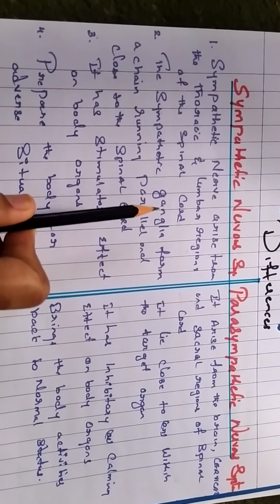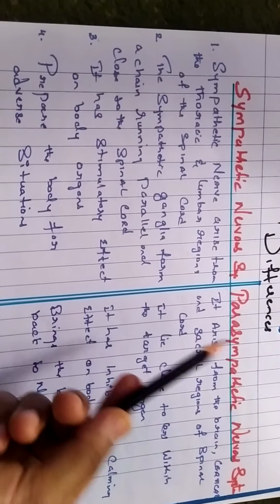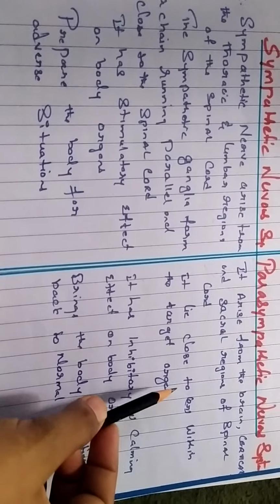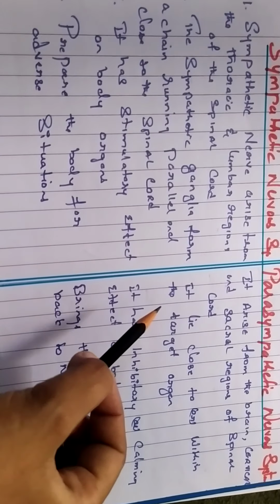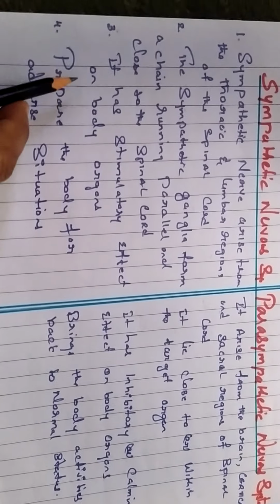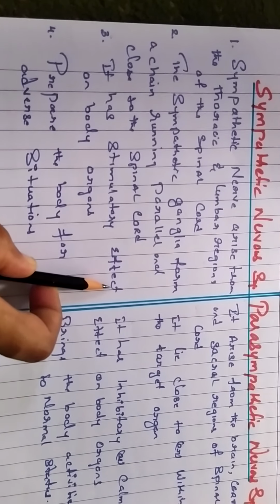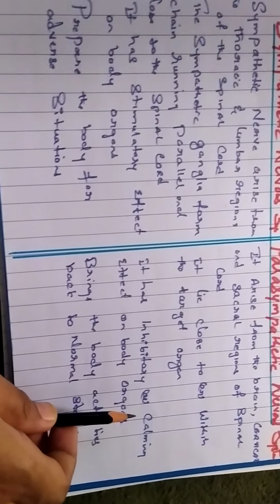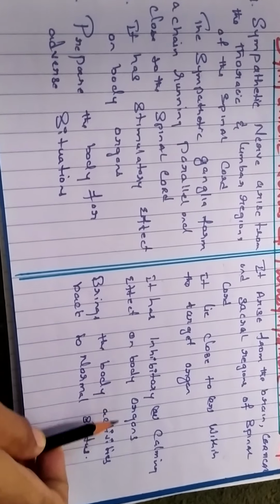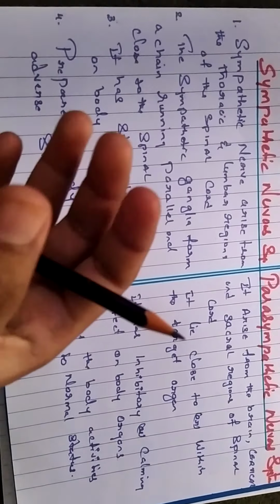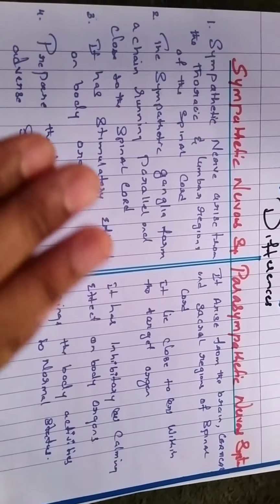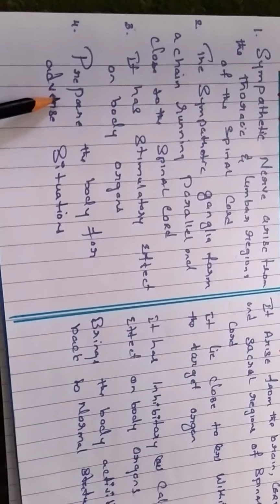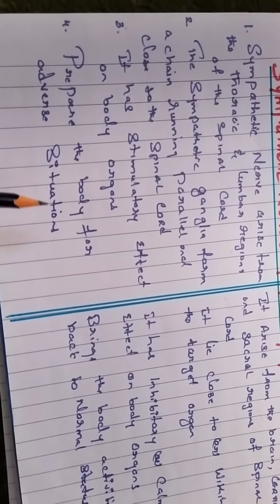The sympathetic ganglia form a chain running parallel and close to the spinal cord, whereas the parasympathetic ganglia lie close to or within the targeted organs. Third, the sympathetic has a stimulatory effect on body organs, whereas the parasympathetic has an inhibitory or calming effect on body organs. That means it's going to stimulate and give a response, whereas this one is going to inhibit or stop those responses.